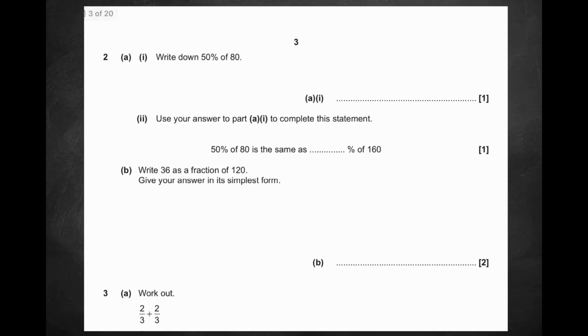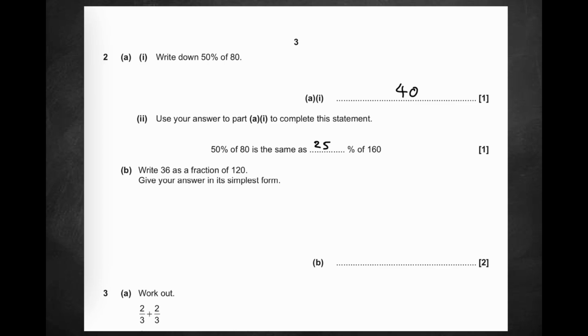Question 2. Write down 50% of 80. That will just be half of 80, which is just 40. Use your answer to part A to complete this statement. 50% of 80 is the same as blank percent of 160. 160 is double 80, so 50% of 80 will be the same as 25% of 160.